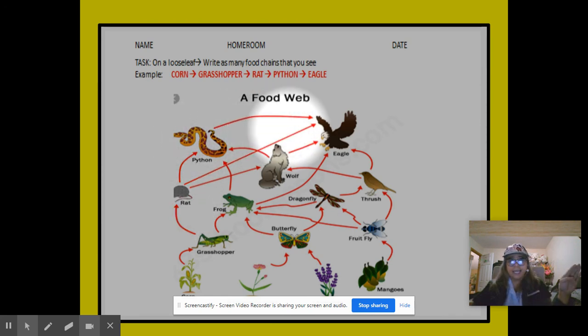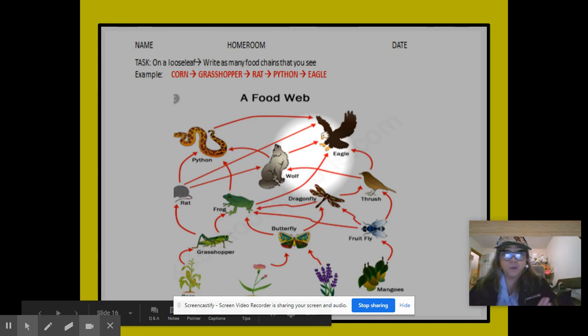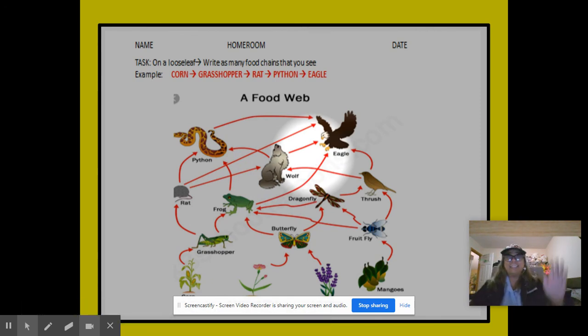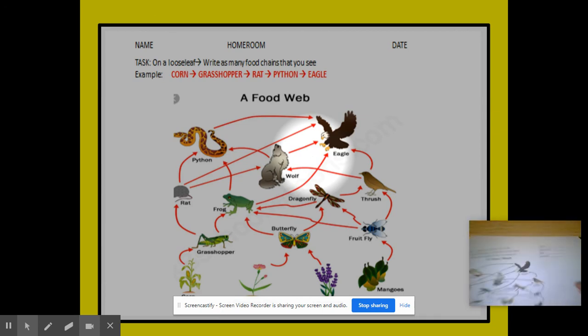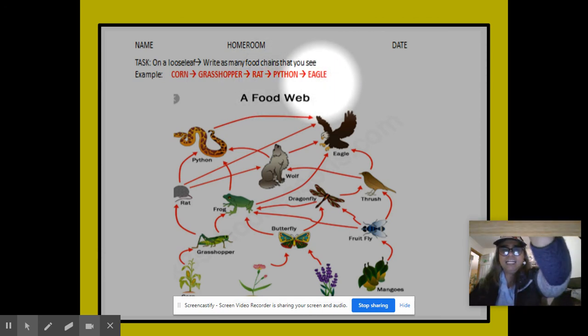That's one food chain. So maybe you can find 12. Minimum of 12 food chains. That's the activity on this. Or maybe 13 is a good number, so let's make that 13 food chains. And please write at the back. I already have here my example: corn, gets eaten by the grasshopper, gets eaten by the rat, gets eaten by the python, and then finally by the eagle.